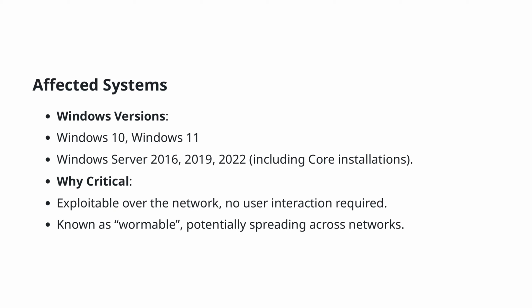Because of this characteristic, it is categorized as wormable. This means it has the potential to propagate through networks autonomously, similar to a worm, posing a significant threat to large-scale infrastructures. As such, understanding the breadth of affected systems underscores the importance of addressing and mitigating this vulnerability in a timely manner.